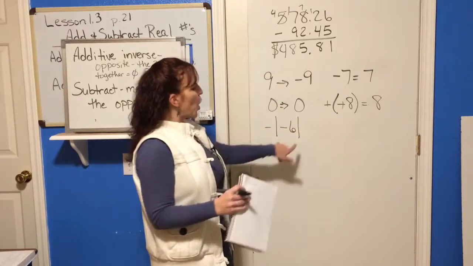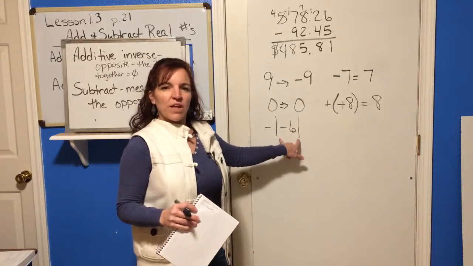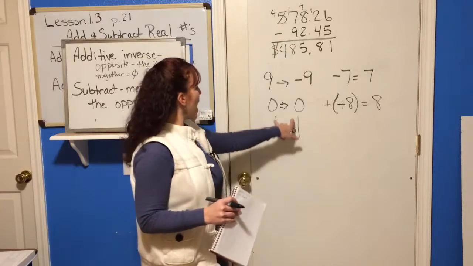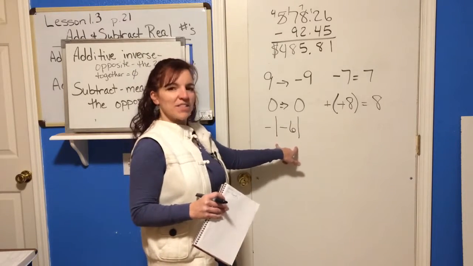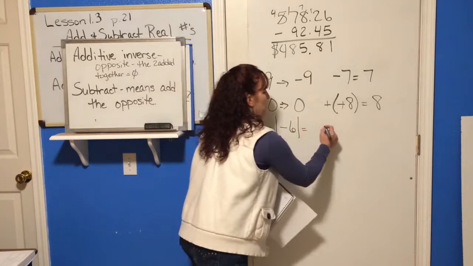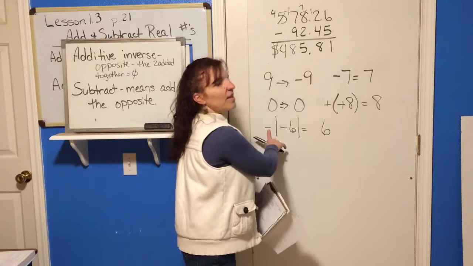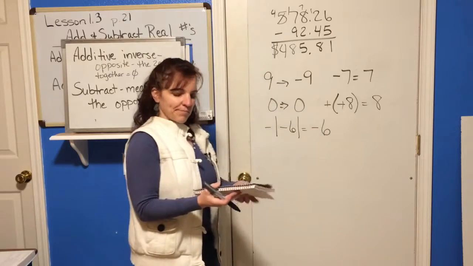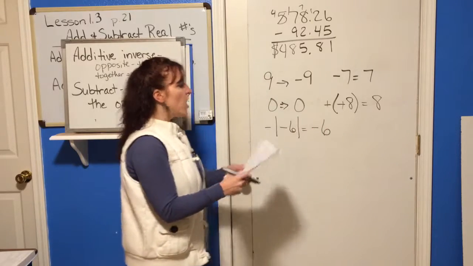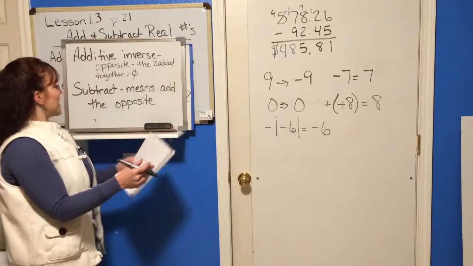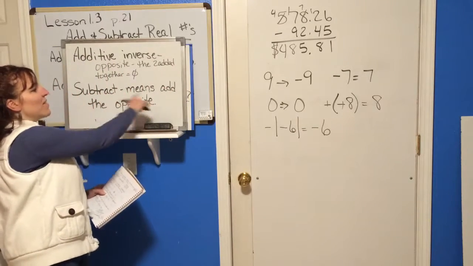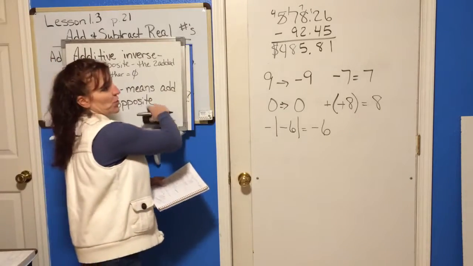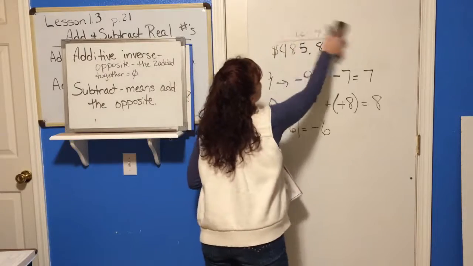Do you remember that these bars mean absolute value? The absolute value is a distance, and that distance is always positive. So the absolute value of negative 6 is positive 6. But the opposite of the absolute value of 6 is negative 6. All right? So the reason that's important is because when we subtract, that means we're going to add the opposite. So we're going to use the additive inverse, or add the opposite.